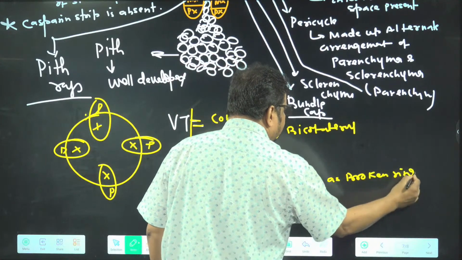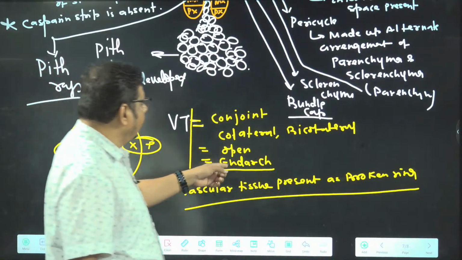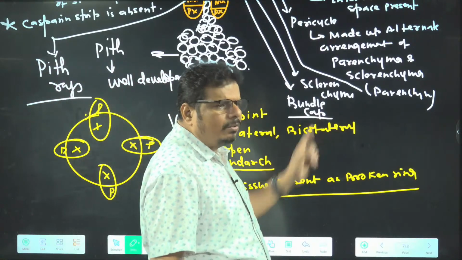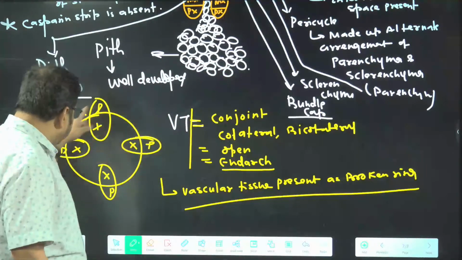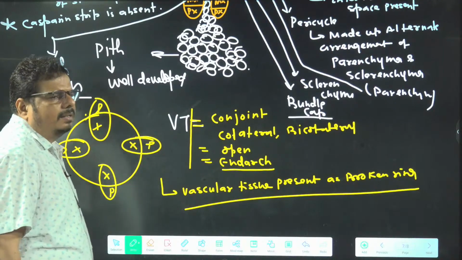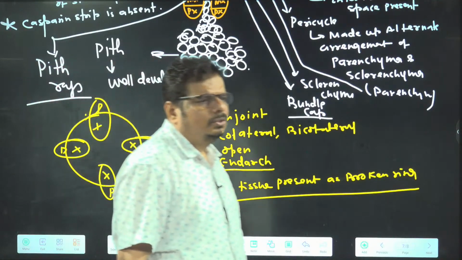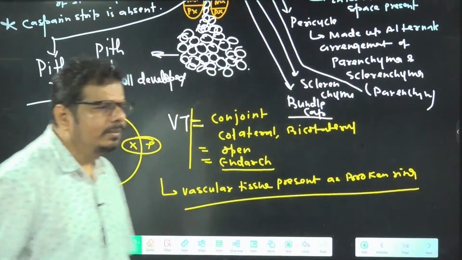In case of which one? Dicot stem. Right? Conjoint, collateral, open, endarch, collateral or bicollateral. Getting the things or not? Depends upon which stem is there. And vascular tissue present in which one? Broken ring. Pith is well developed. Right? Okay. So dicot stem is over.